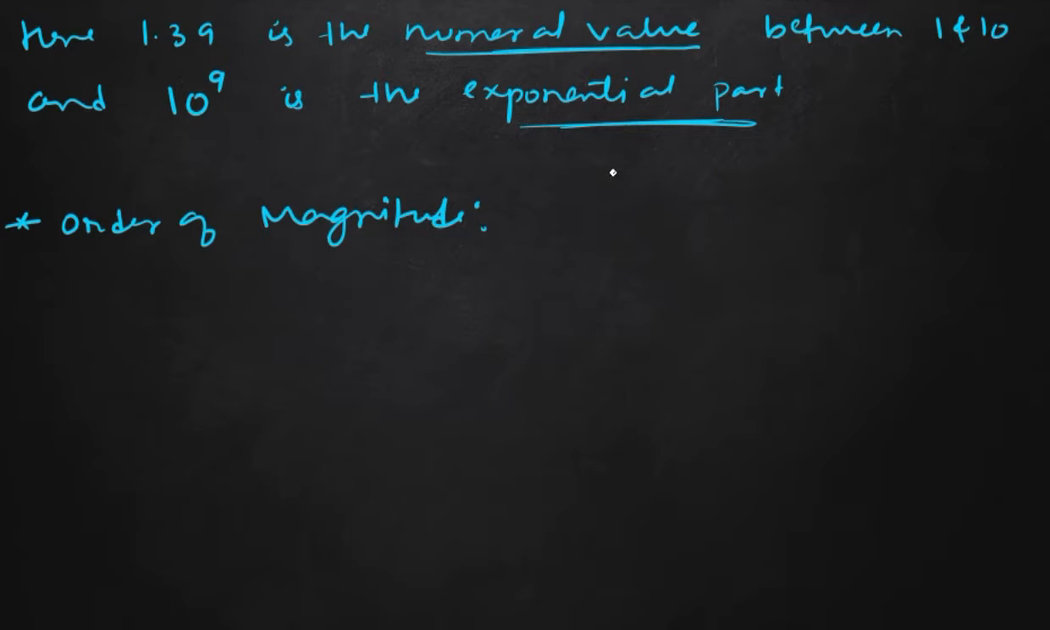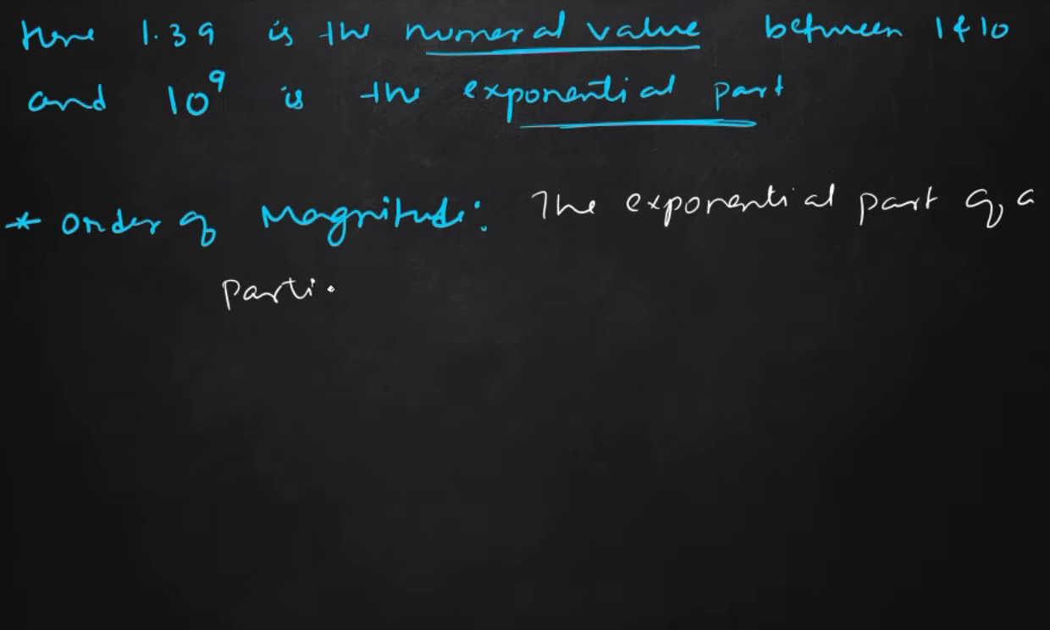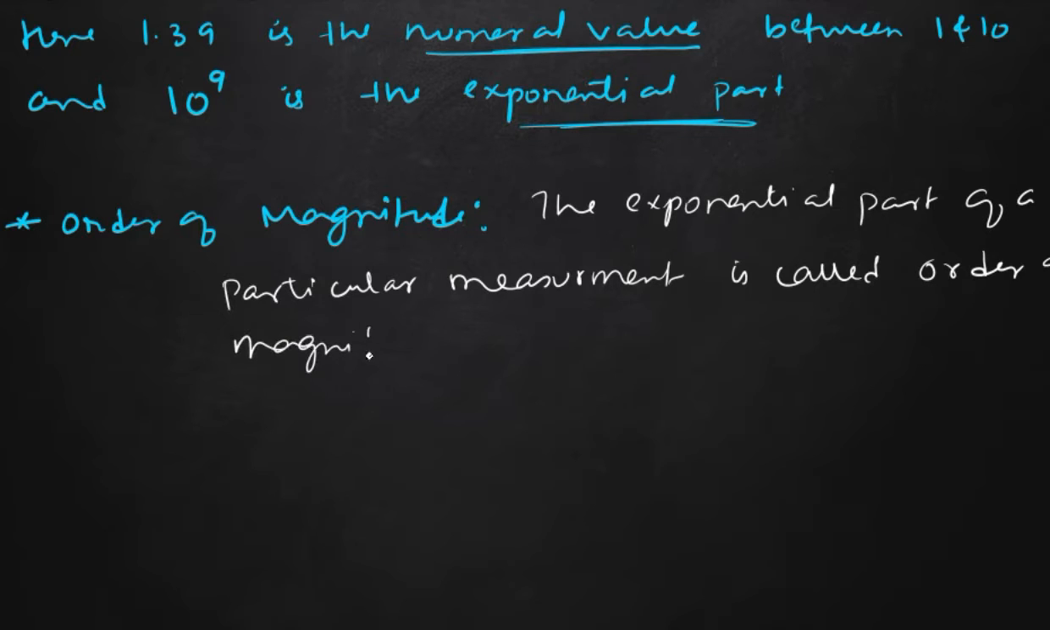The exponential part of a particular measurement is called the order of magnitude of a quantity. So this exponential part, that is 10 to the power 9, is called the order of magnitude of a quantity.